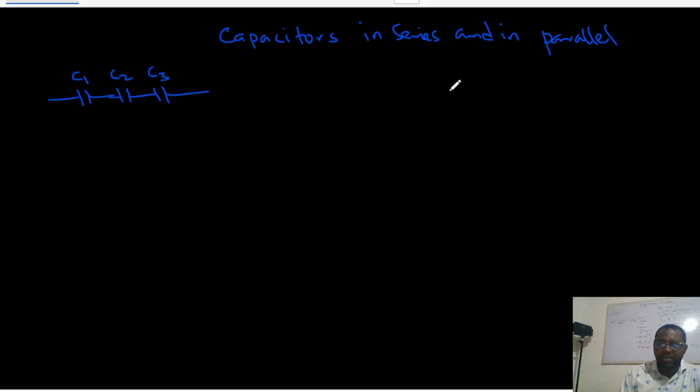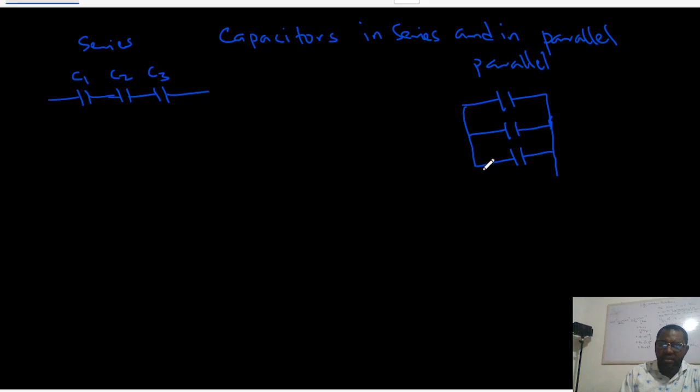This is for series connection. Then for parallel connection, we could have something like this. So these three are in parallel. You could connect them to a voltage source like this. The same thing here, I can connect them to a voltage source. I can call this C1 here, C2 here, C3 here.